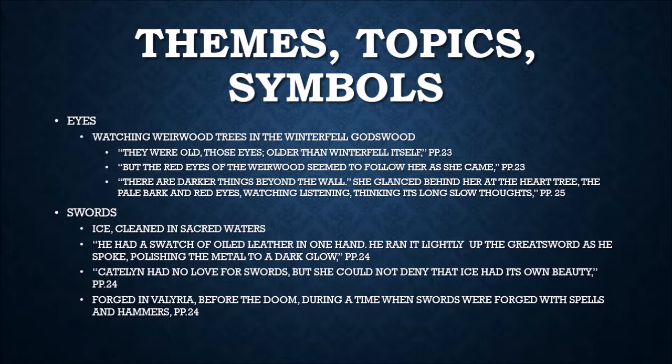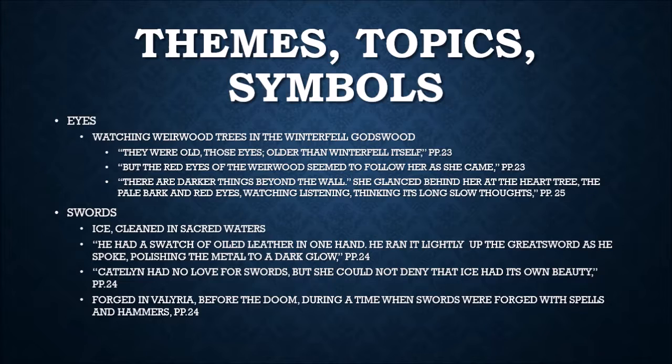So a named sword is particularly important. And given that his sword is Ice, it's the sword that he uses to cut a man's head off, which is a big deal. We know that the sword has continued importance. We also learn that "Catelyn has no love for swords, but she could not deny that Ice had its own beauty." Again, the sword is coming up in the story.